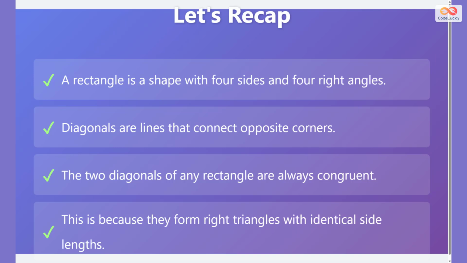To summarize what we've learned, a rectangle is a four-sided shape with four right angles. Its diagonals are the lines that connect opposite corners. Most importantly, the two diagonals of any rectangle are always congruent, or equal in length, because they form two right triangles with the same side lengths.